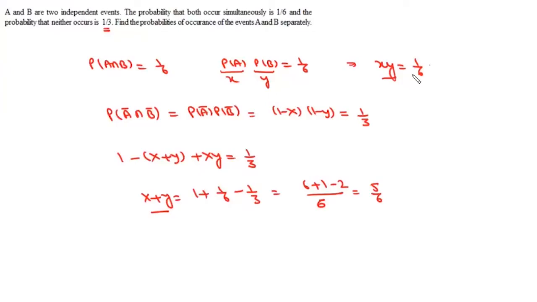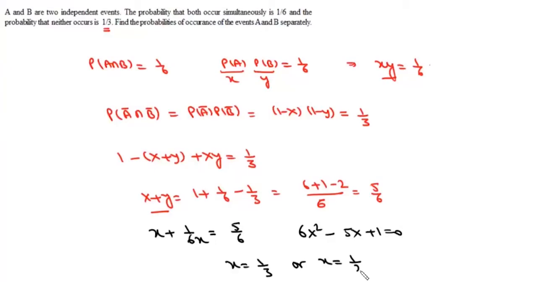Now we can write this Y as 1 upon 6x. So it will be X plus 1 upon 6x, and it will be equal to 5 by 6, or we can write 6x square minus 5x plus 1 equals 0. Now here we'll get x is either 1 by 3 or x as 1 by 2. Now if x is 1 by 3, we'll get y as 1 by 2, and if x is 1 by 2, we'll get y as 1 by 3, and this is the answer to this question.